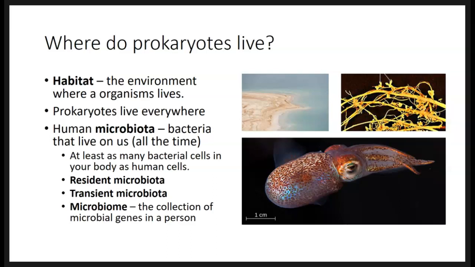We also have bacteria, then prokaryotes, that live in us, and we call this the human microbiota. This microbiota is the bacteria and other microbes that live on and in us at all times. We have at least as many bacteria cells in our body as we do human cells, and some estimates put that number as many as 10 times as many bacteria cells as human cells. We have both resident microbiota, which are microbes that live on us for long periods of time, and transient microbiota, which might change over short periods of time.